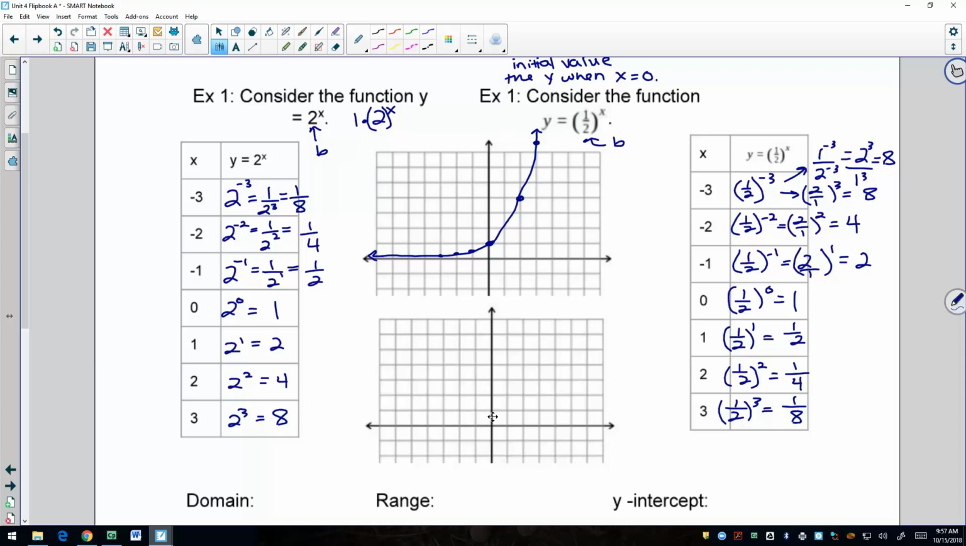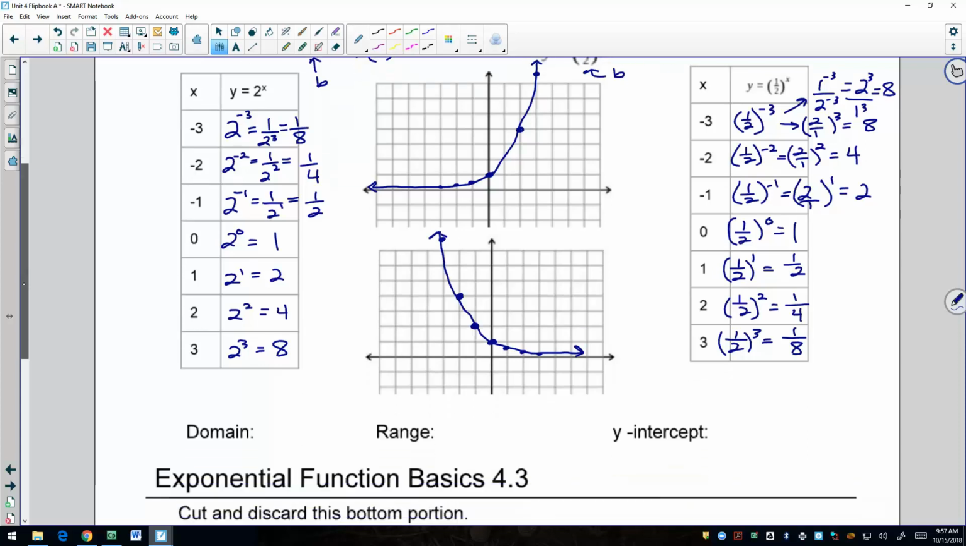So now if you plot these points, negative 3, 1, 2, 3, it's going to be up at 8. It goes off the chart again. Negative 2, 1, 2, 3, 4. Negative 1, 1, 2. 0, 1 again. That one is the same. 1, 1/2. 2, 1/4. And then we're down to 1/8 again. So it should look like the exact same graph, except it was flipped over the y-axis.